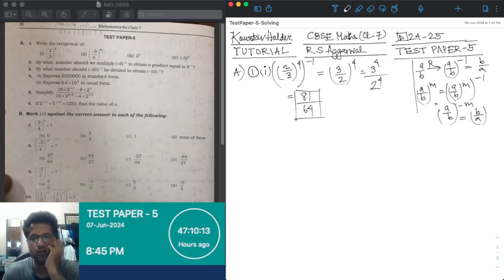2 to the power 4 is 16, I think. This is 16, and 3 to the power 4 is 9 into 9, 81. Yeah, this is fine. So 81 by 16 is the answer. Okay.